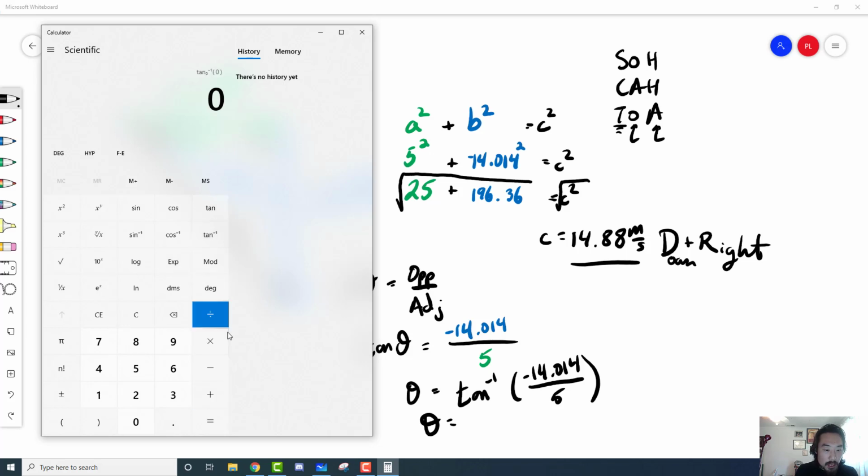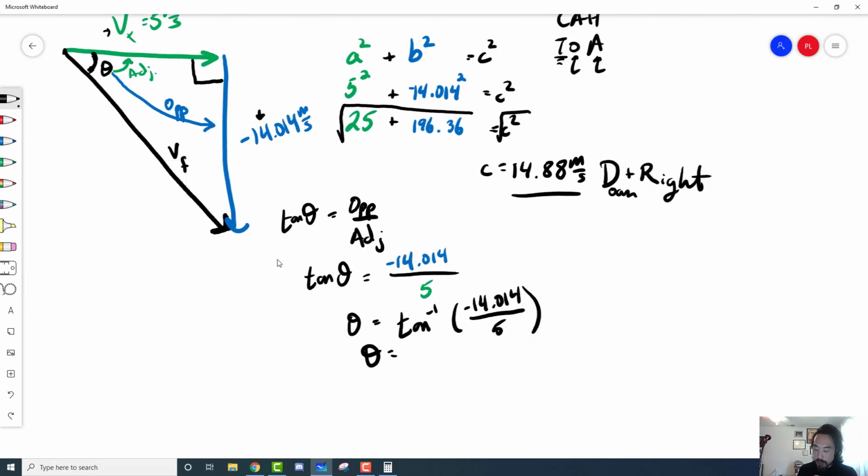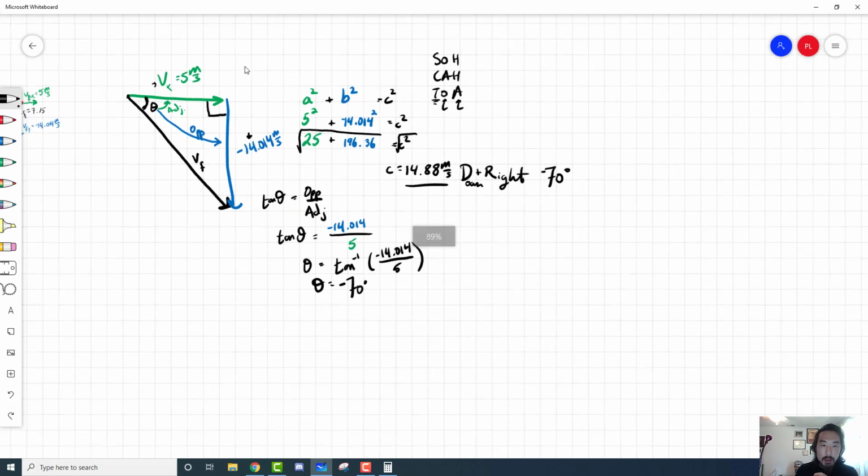Let's do the inverse tangent of negative, oops, let's erase that. So we have negative 14.014 divided by 5. That should be a negative. Okay, so negative 14.014 divided by 5 gives us negative 2.8028. I'm going to take the inverse tangent of that. Cool. And so that gives us the angle of this object, which was negative 70 degrees. Okay. And so instead of saying down and to the right, if we want to be a little bit more specific, we can say that this is moving 14.88 meters per second at negative 70 degrees.